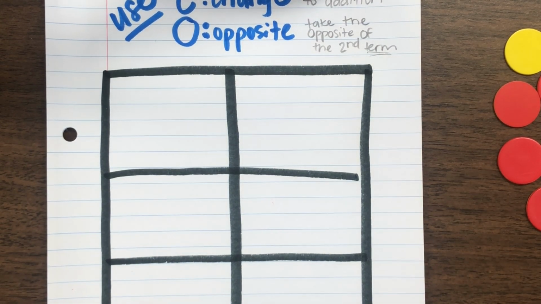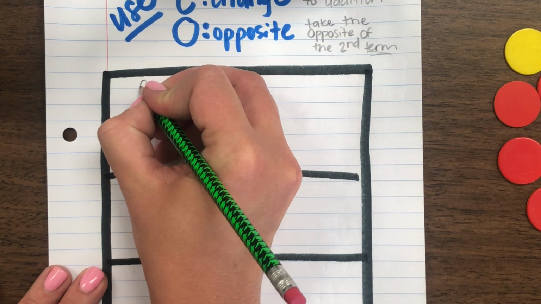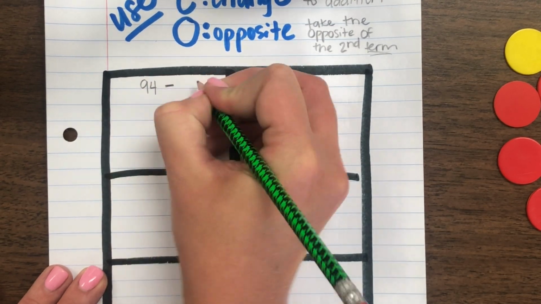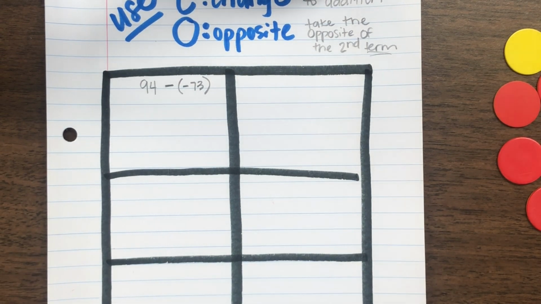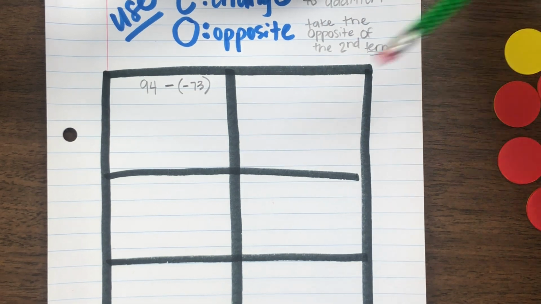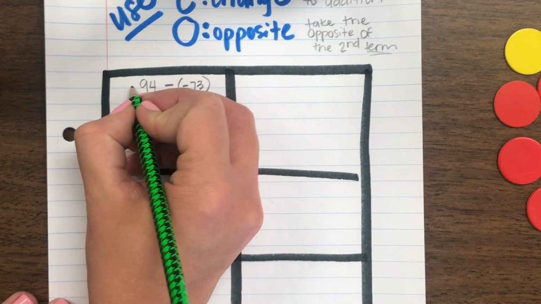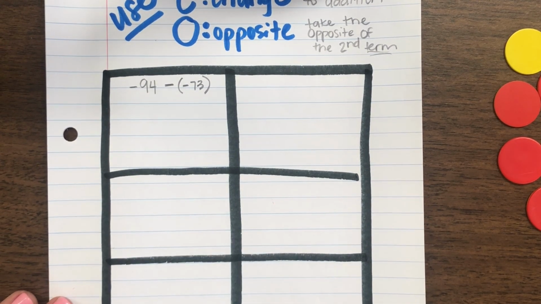So our first example, and I want you to write it and then I want you to rewrite it with me every single time, okay? First example looks a little bit like this. Negative 94 minus negative 73. And I think this one does start out as negative. I'm sorry, guys. Negative 94 minus negative 73.